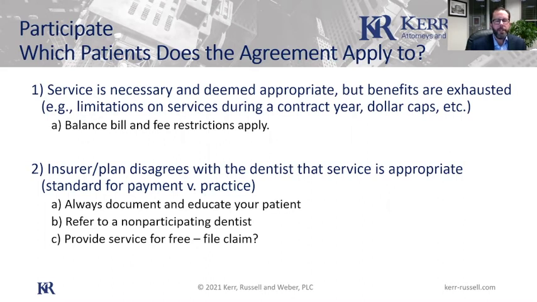So the question is, what happens when the patient has reached one of those limits? Say it's a one crown per contract year limit, and the patient has broken their second tooth within that year, and they're now in the office and they need that second crown.